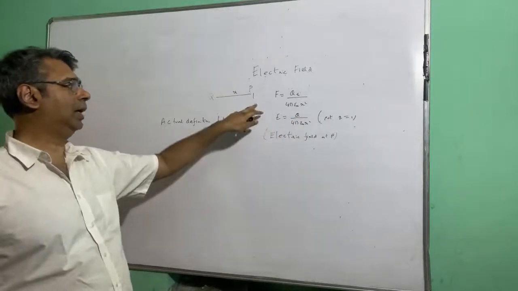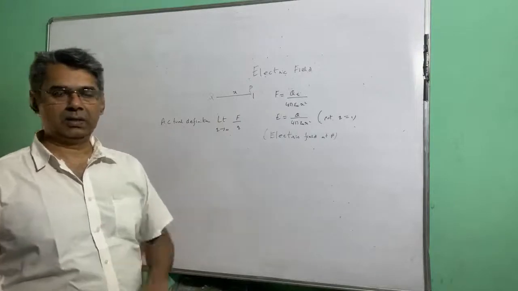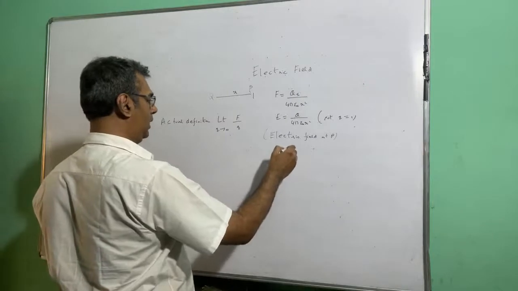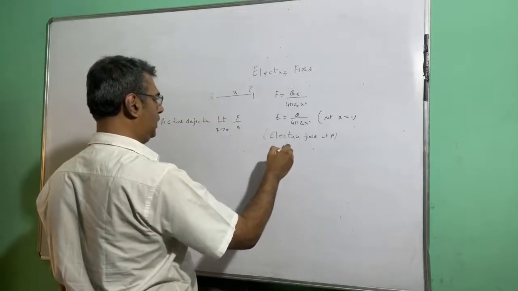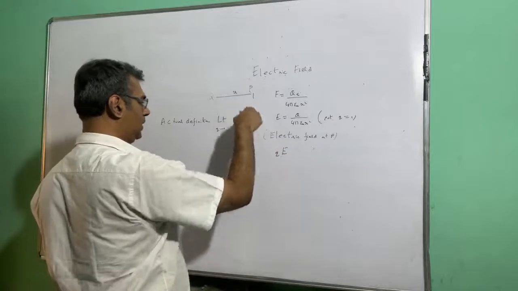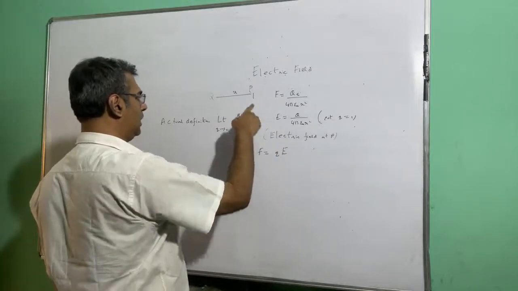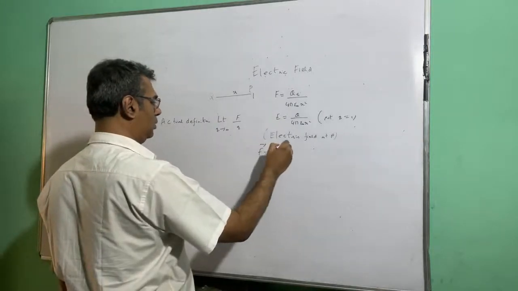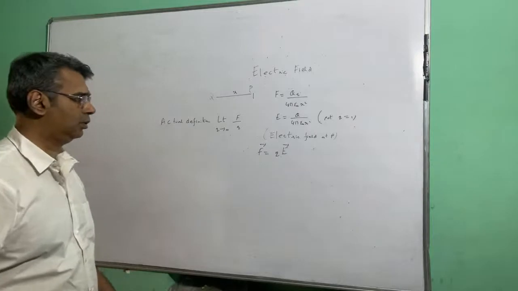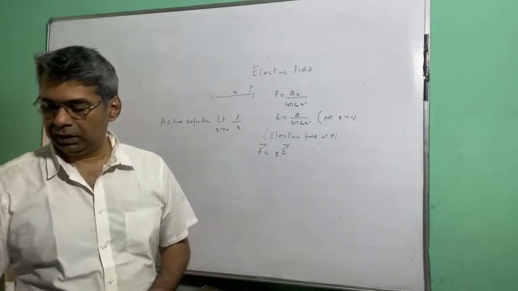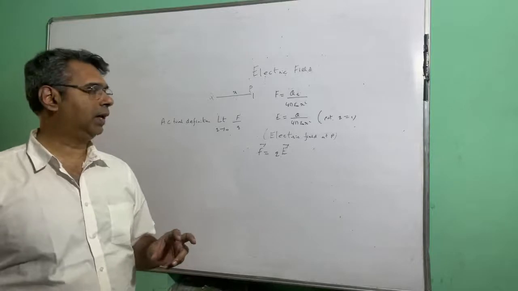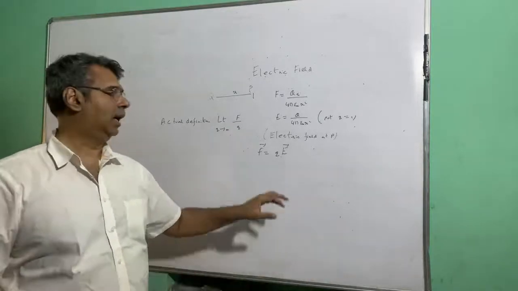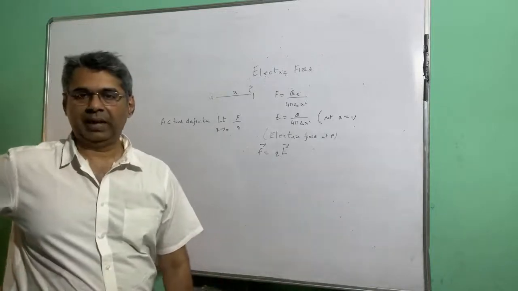Now suppose I go back to that place and put a charge small q. So in that case, this is electric field E. Now I have decided to put a charge q there. As a result, that charge will experience a force. That force is F. So you get a vector relation F equal to qE. That means if you know the electric field at a particular point, all you have to do is put a charge over there and automatically you will get the force.